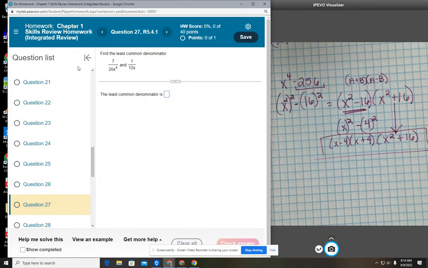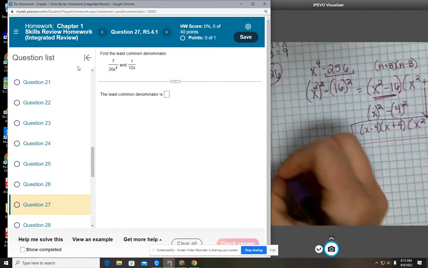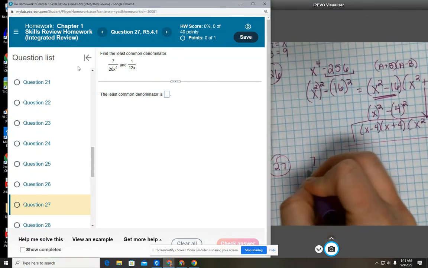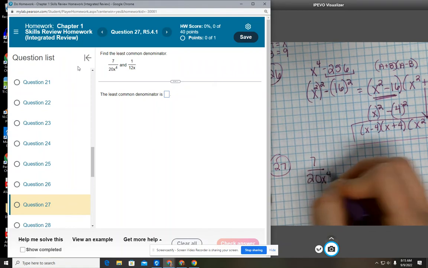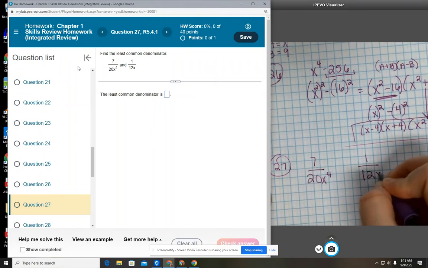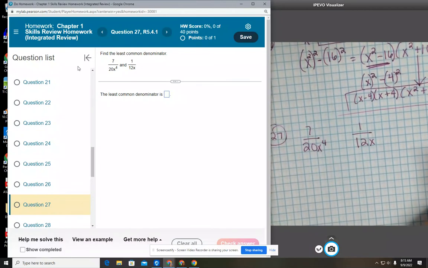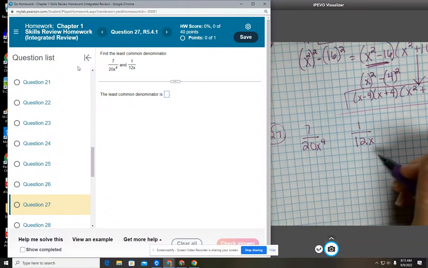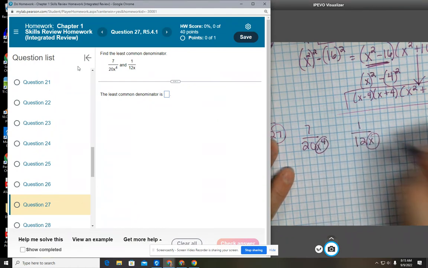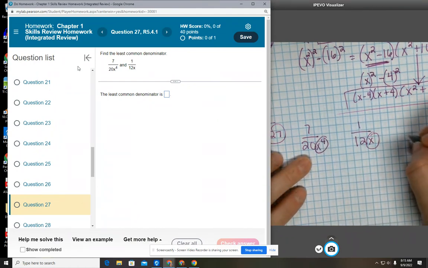Find the least common denominator. So we have 7 over 20x to the 4 and 1 over 12x. So least common denominator is the least common multiple. So with your x's, you take the smallest, your LCD, least common denominator, least common multiple, I think.